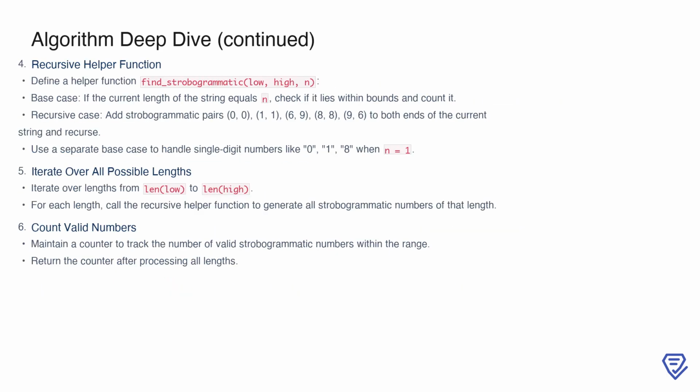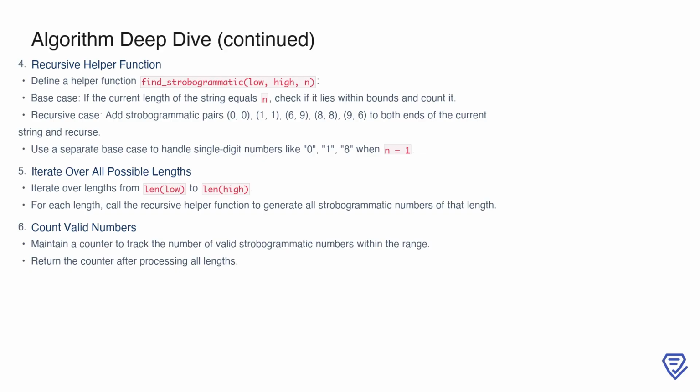The recursive approach is implemented using a helper function, which we can call find_strobogrammatic. This function takes the inputs low, high, and the target length n. For the base case, if the current string reaches the target length, we check if it falls within the range and count it if valid. For the recursive case, valid strobogrammatic pairs like 0-0, 1-1, 6-9, 8-8, and 9-6 are added to both ends of the current string to maintain symmetry, and then the function recurses further. Special handling is required for single-digit numbers, such as 0, 1, and 8, when the target length is 1.